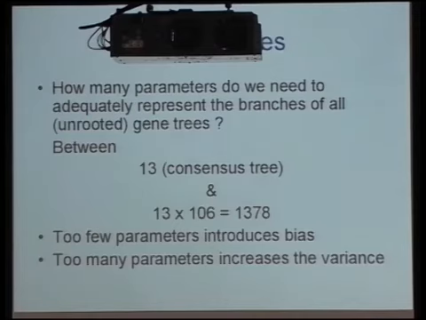Okay, so it seems like neither of these is a very good idea. If we have too few parameters, we might be introducing some kind of model misspecification and biasing our phylogenetic estimate. If we have too many parameters, it's going to cause problems as well. So is there some sort of happy medium?